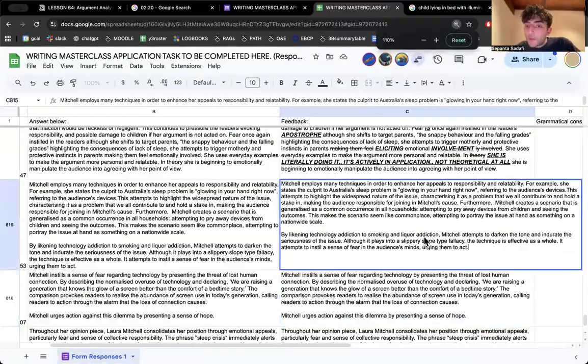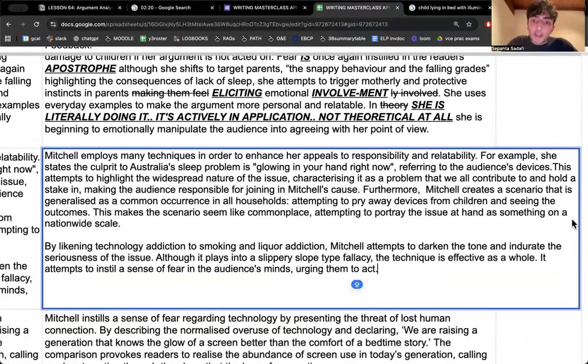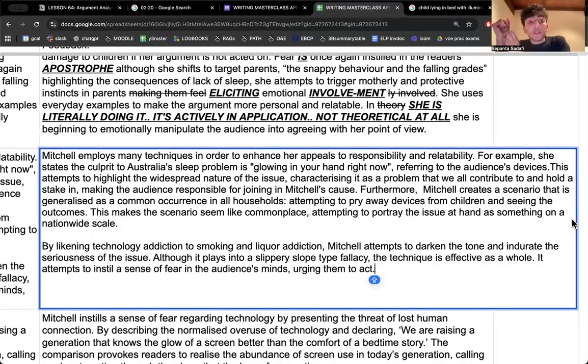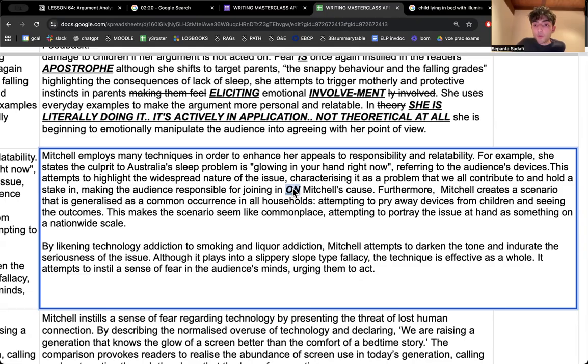Mitchell employs many techniques in order to enhance her appeals to responsibility and relatability. She states the culprit to Australia's sleep problem is glowing in your hand right now, referring to the audience's devices, attempts to highlight the widespread nature of the issue, characterizing it as a problem that we all contribute to, hold a stake in, making the audience responsible for joining in on maybe Mitchell's cause.